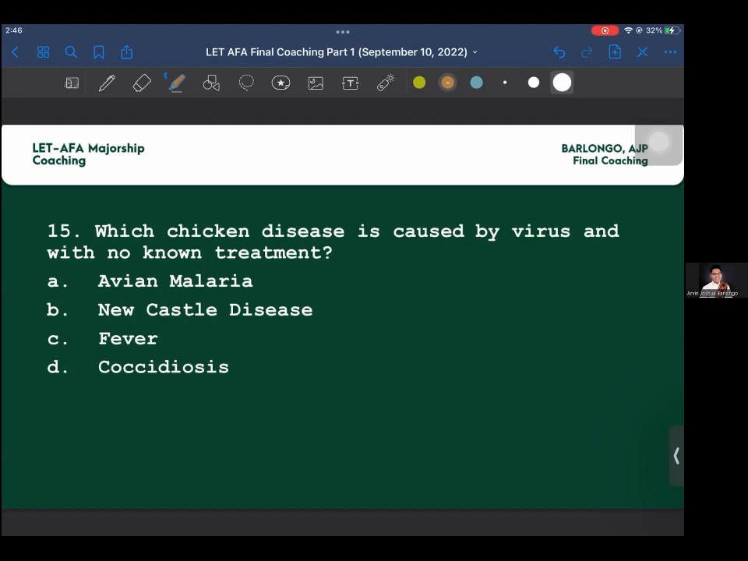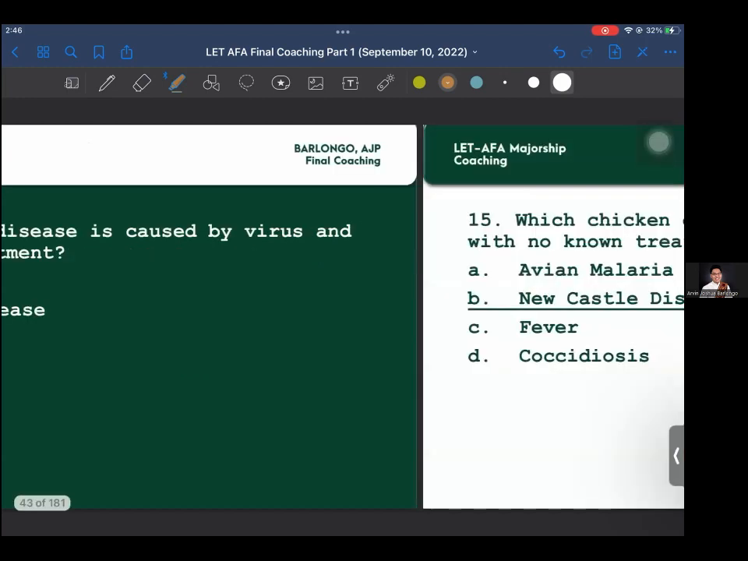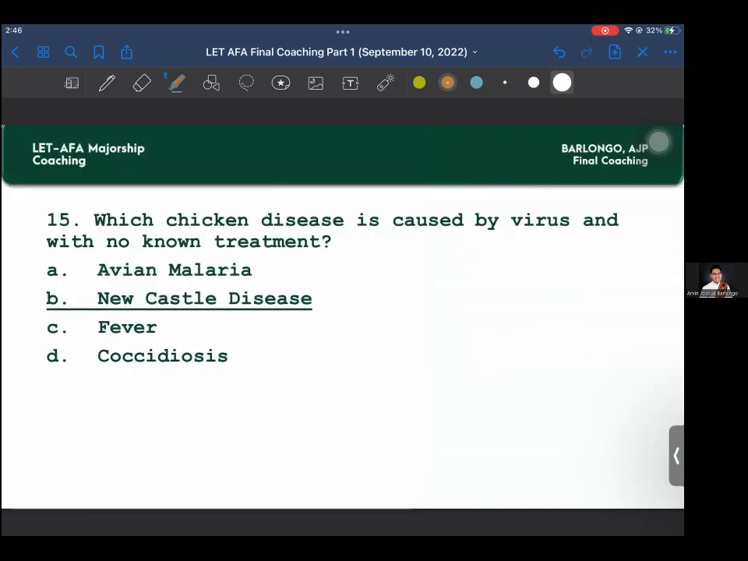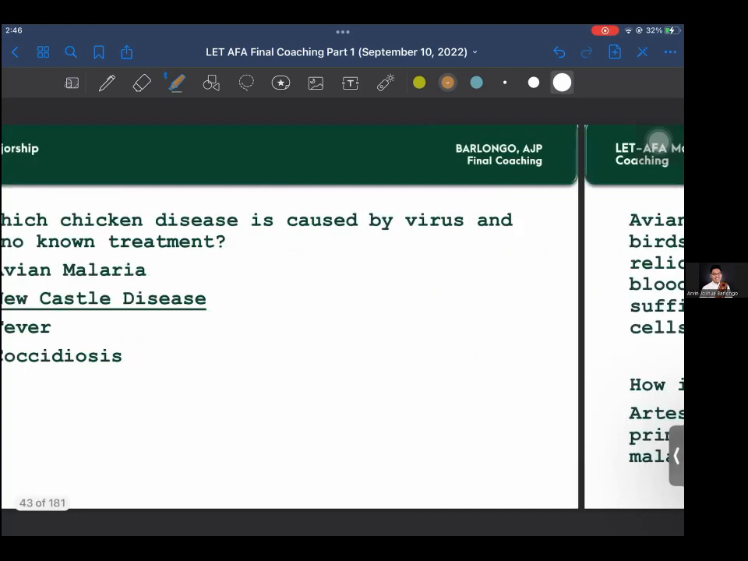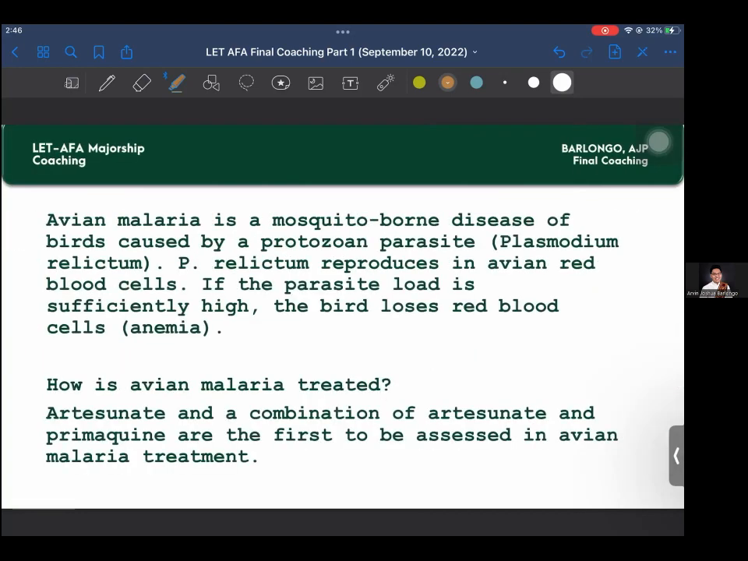Okay? So, the answer for this one is yes, tama kayo. The answer is letter B, which is Newcastle disease. So again, let's look at the different choices. Kung ano yung mga. So first is yung avian malaria.